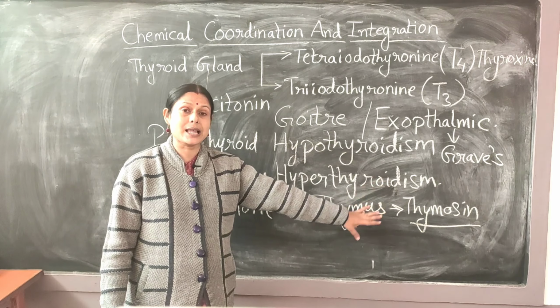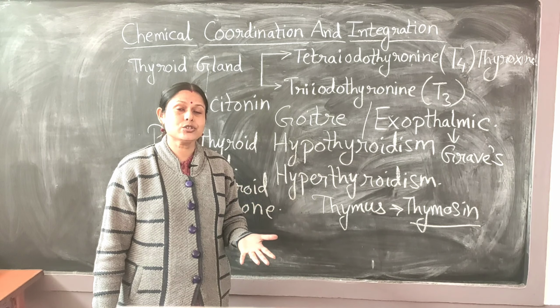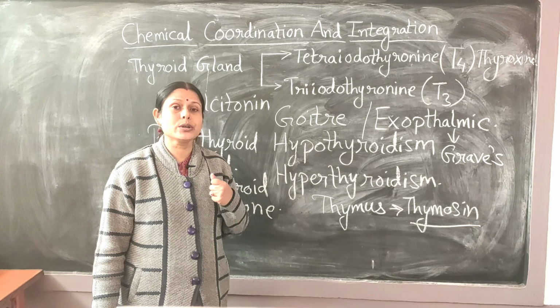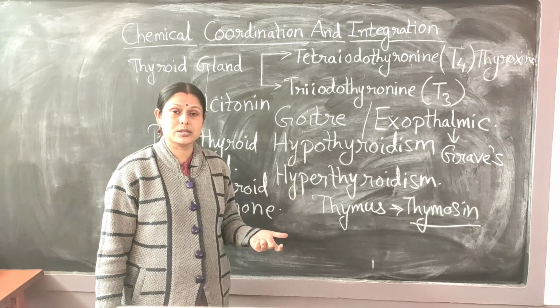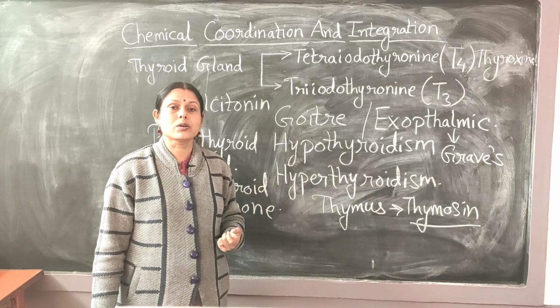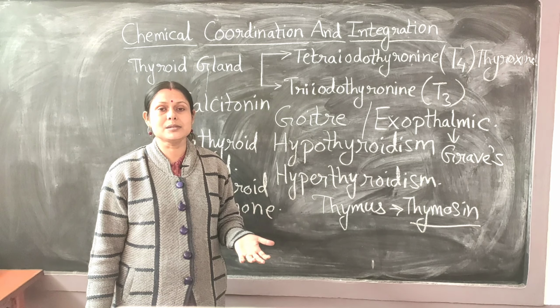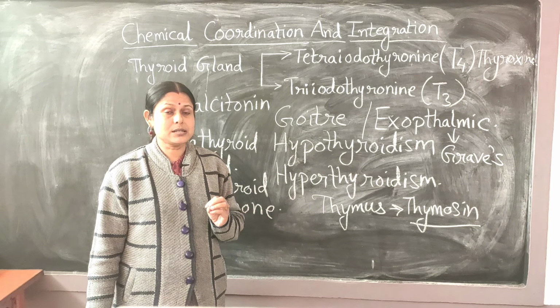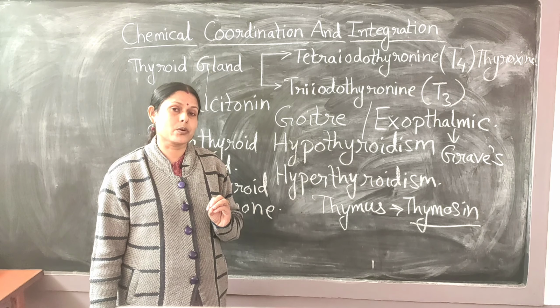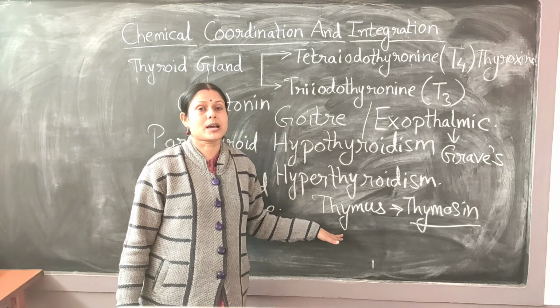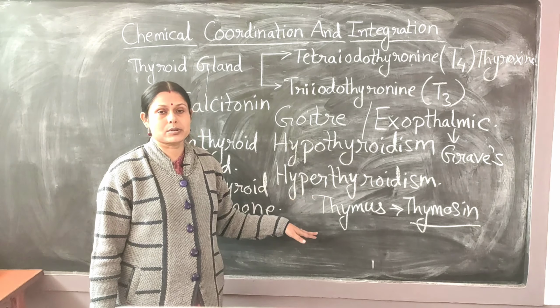It releases the hormone thymosin, and the function of thymosin is what? The thymosin helps in the maturation of lymphocyte cells. Those cells which undergo maturation in the presence of thymosin in the thymus gland will be called T lymphocytes, and they are associated with the cell mediated immunity of our body. So you can see that the immune system of our body is actually guided by this thymosin secreted by the thymus gland. And it is very important.